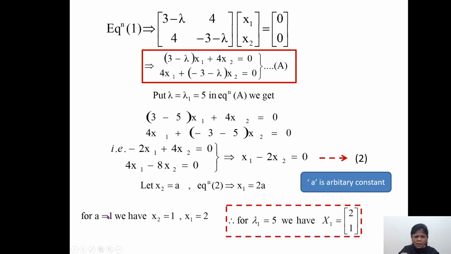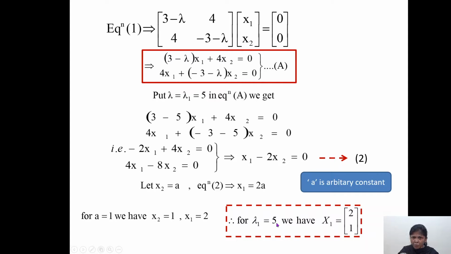So when we take a as 1, we get x2 as 1 and x1 will be 2. In this way, we have obtained the values of x1 and x2. Therefore, now we are in a position to write the first eigenvector, which I am denoting here by capital X suffix 1. This is the first eigenvector corresponding to the first eigenvalue, that is the matrix 2, 1, right? So this is for lambda equal to lambda 1 equal to 5.